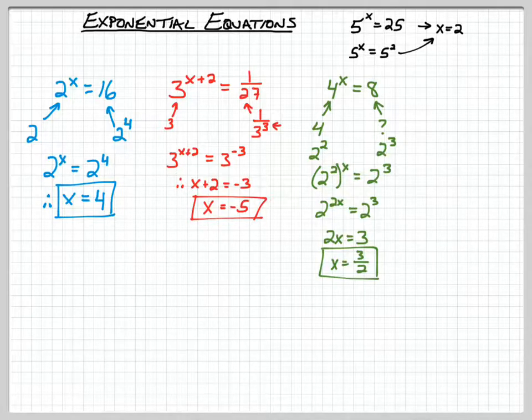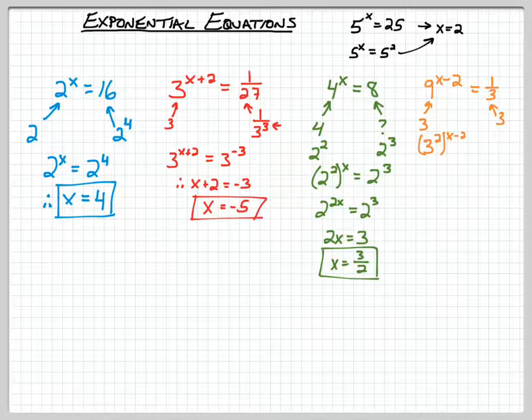Alright, just a couple more examples. 9 to the x minus 2 equals 1/3. So this is kind of combining the red and the green example all in one. We want to get this into a base 3, and we want to get this into a base 3. So we've got 3 squared on the left side, and that goes to the x minus 2 power.